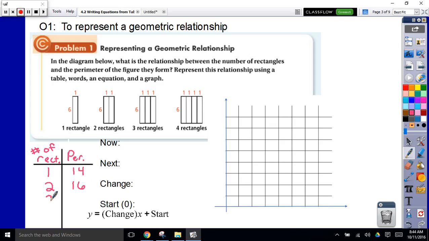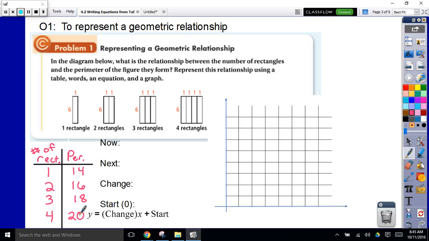Okay, if there are 3 rectangles, what's the perimeter? Gretchen, give this one a try. 18. Good. Okay, and the last one we have displayed up there are 4 rectangles. If we have 4 rectangles, what's the perimeter? Emma? 20.